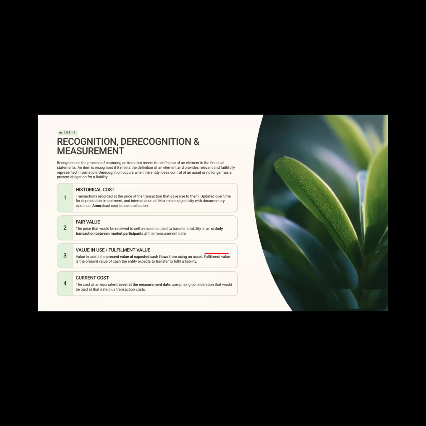While we are recognizing these things, we have four ways. We can do it in the four methods. One is historical one. If we record the same price that existed at that time, that is what we call historical value.